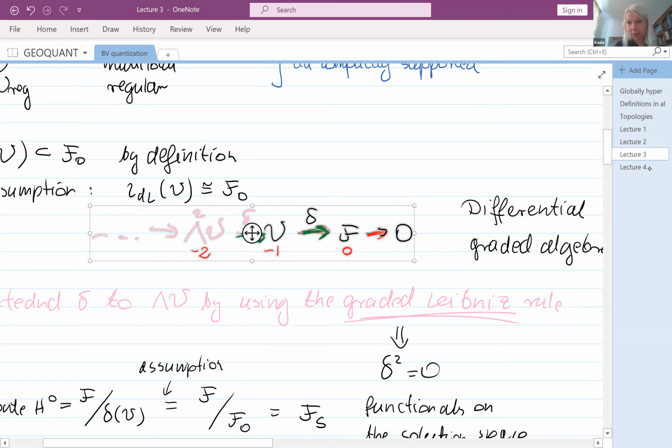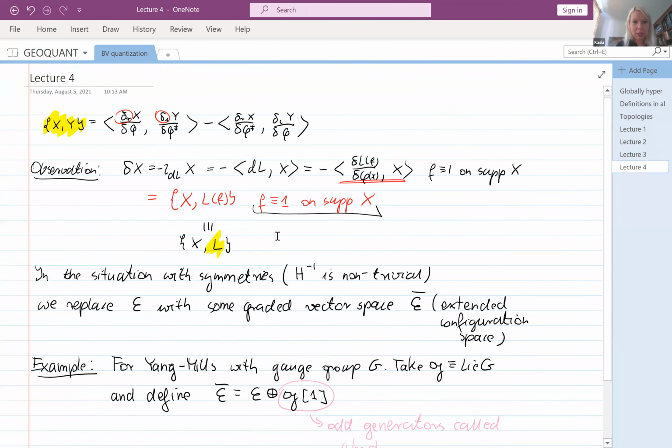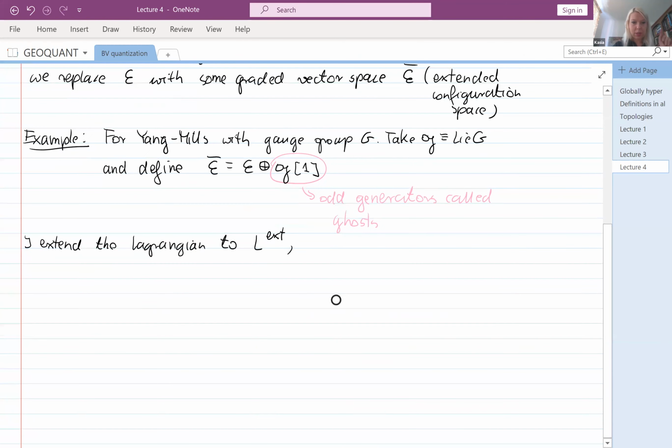So let me come back to the main plot. So we extend the Lagrangian, which by what I just said, essentially extends the differential. So we extend the Lagrangian, and hence the differential. So now my new differential is going to be denoted by lowercase s. So s is defined as the bracket with the extended action.